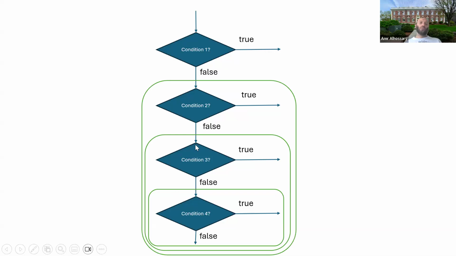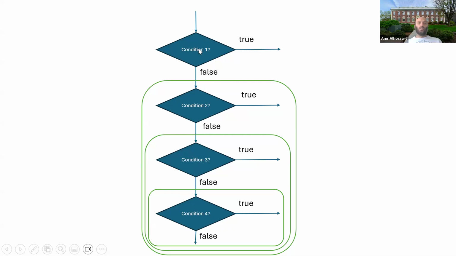That means we will never reach condition three until we know that conditions one and two are false. And we'll never reach condition four unless we know that conditions one, two and three have been evaluated and all of them are false.